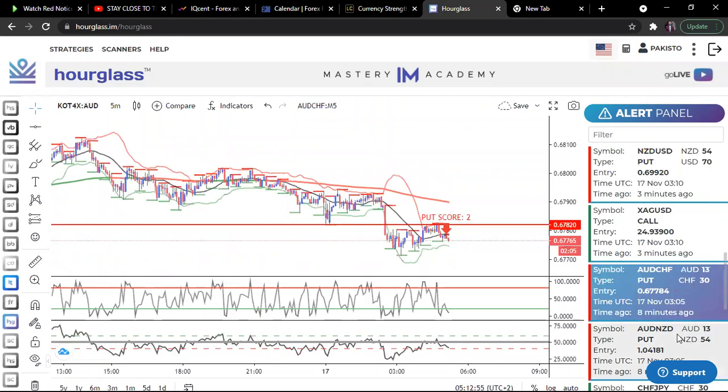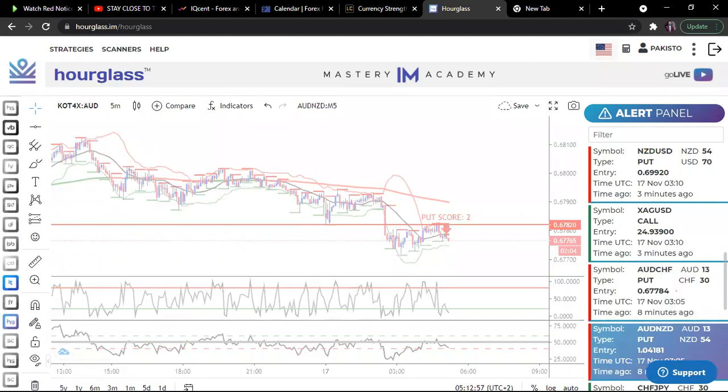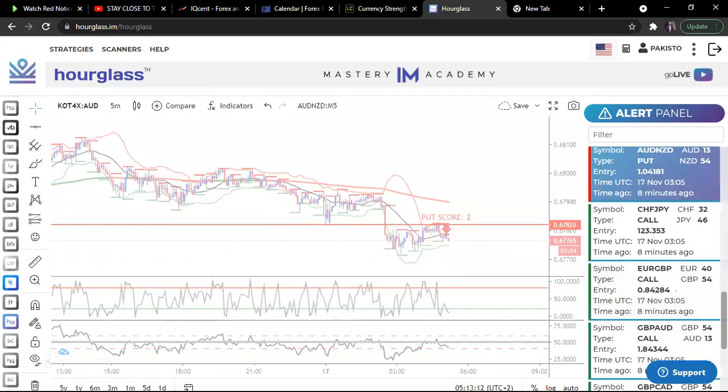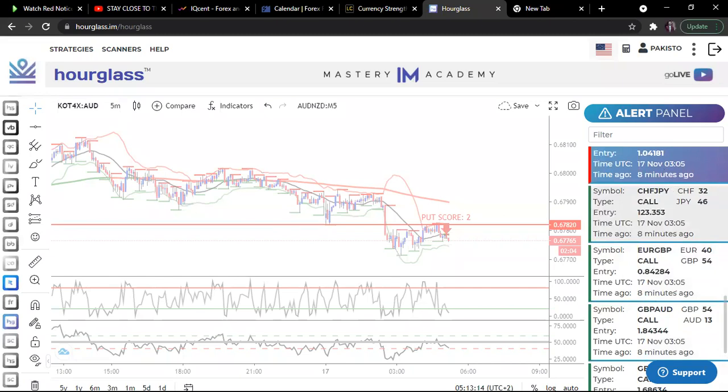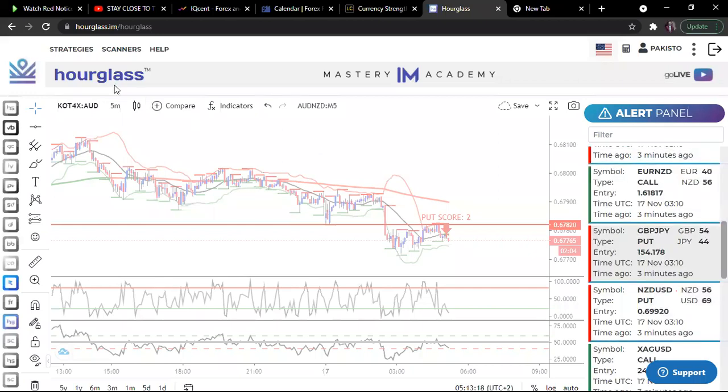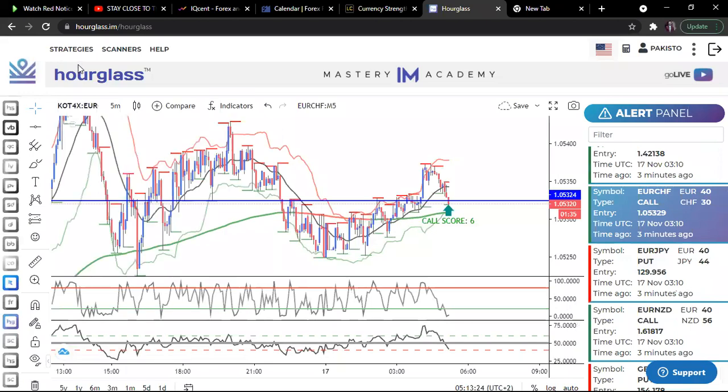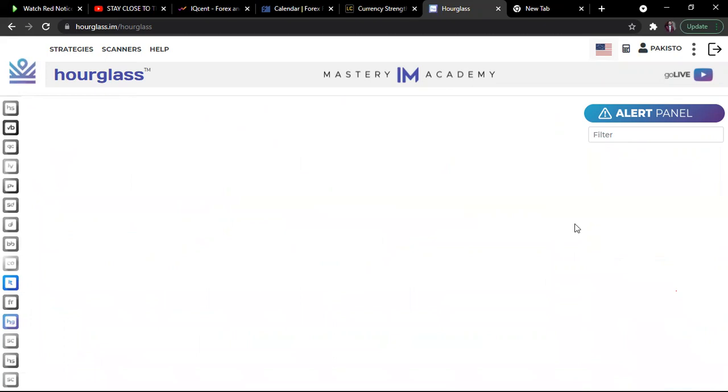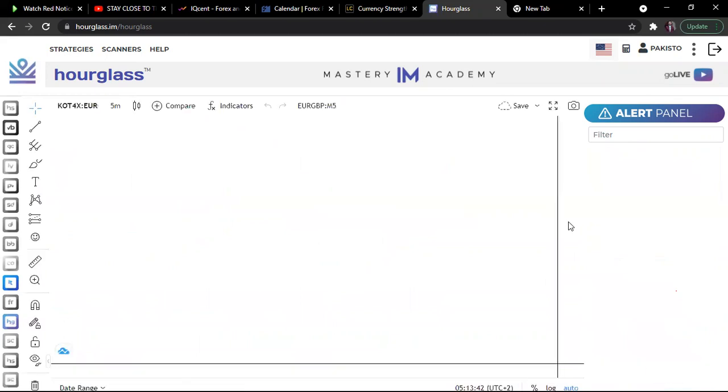Ladies and gentlemen, let me just refresh my hourglass. It's giving me a bit of problems. Let me just refresh my hourglass so we have some clean setups.